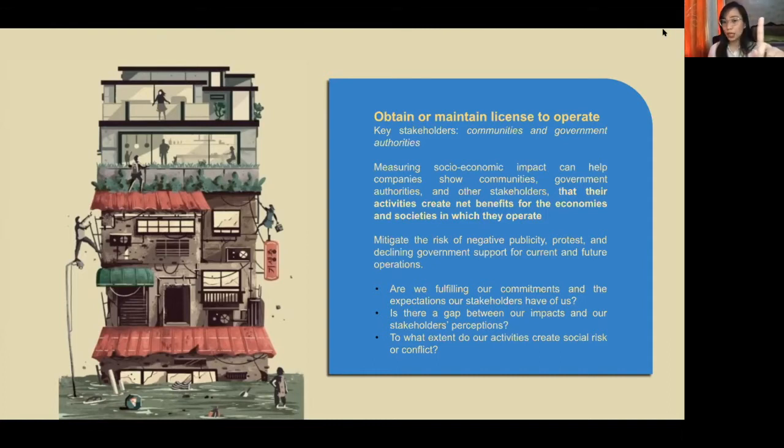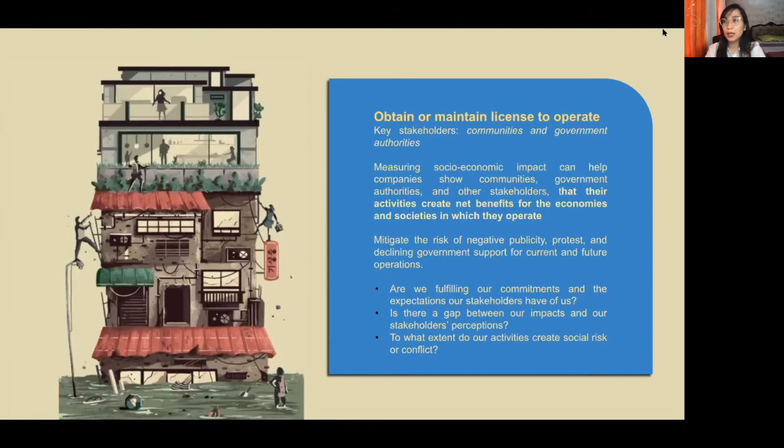Okay? First one, are we fulfilling our commitments and the expectations of our stakeholders have of us? So, lahat ba ng mga pangako ninyo ay hindi napapako? Lahat ba ng sinabi ninyo na gagawin ninyo, gagawin nyo talaga? Meron ba mga maaapektuhan kapag dun sa mga desisyon na gagawin ninyo when it comes to your business activities? You have to make sure also that you are honest as a business. Kapag kayo ay nag-a-apply para sa isang lisensya, okay?